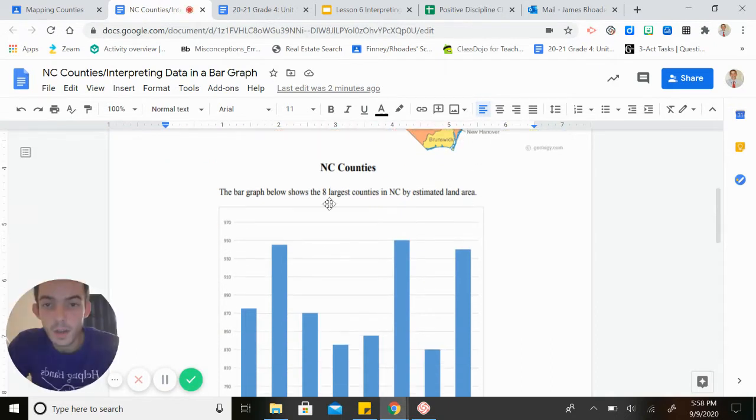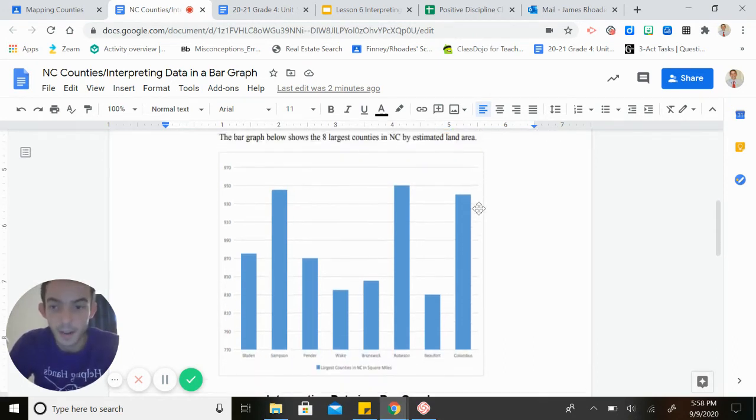So right here you have a graph that says the North Carolina counties. This bar graph below shows the 8 largest counties in North Carolina by estimated land area. We went over today what a square mile is. A square mile is a square that is 1 mile long over some land by another mile, and they make a square in distance.